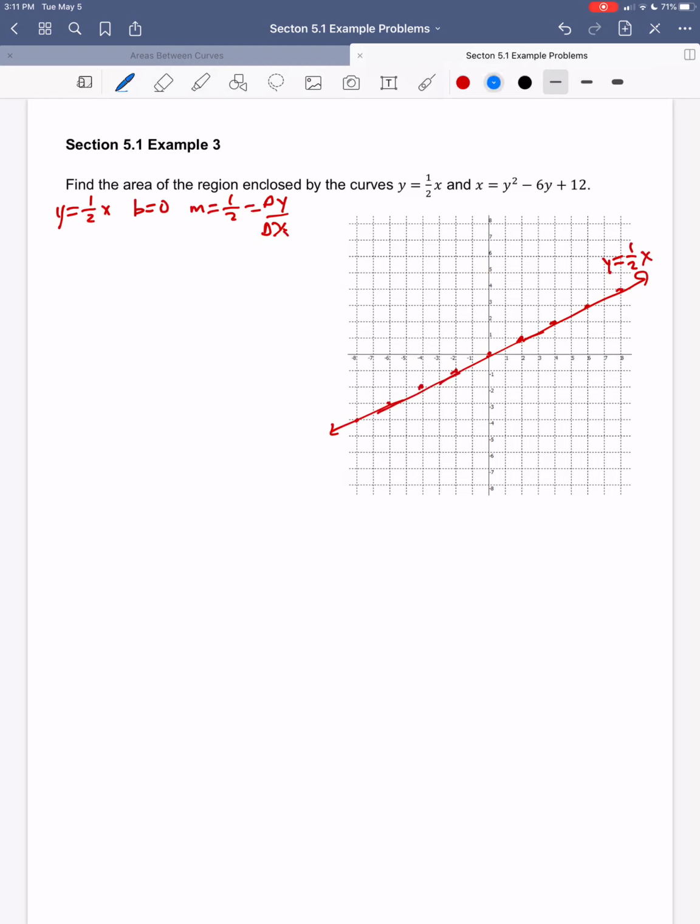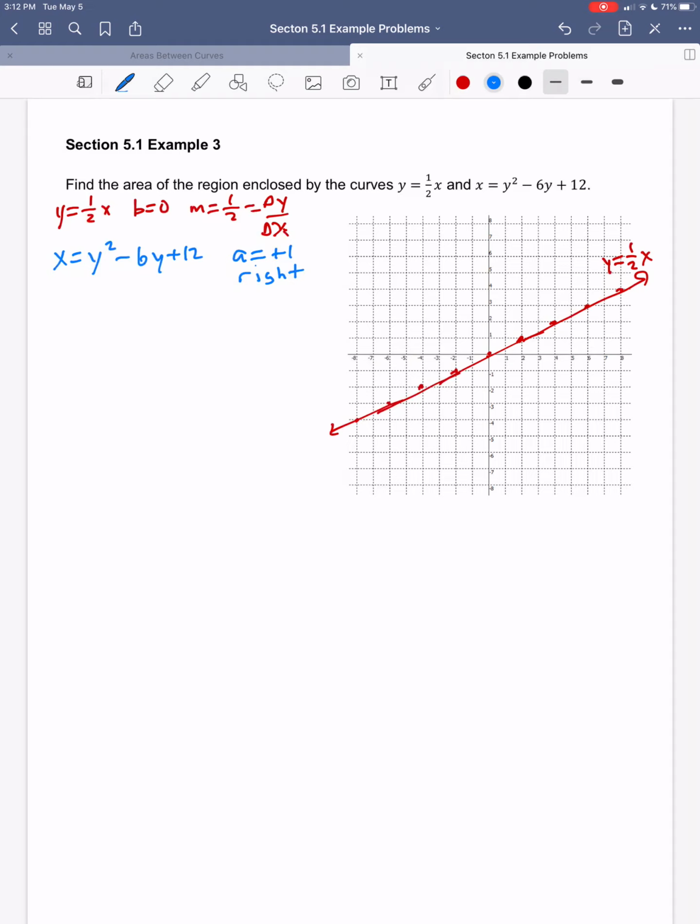The other curve is a parabola. Since y is squared instead of x, that means this parabola is going to open left and right instead of up and down. And since my a here is positive 1, that means this parabola is going to open to the right. To find the vertex, we could just plot some points. You could just plug some values in for y and see what you get out for x.